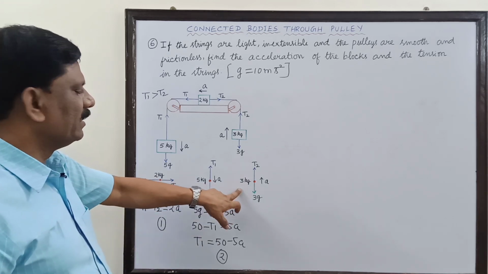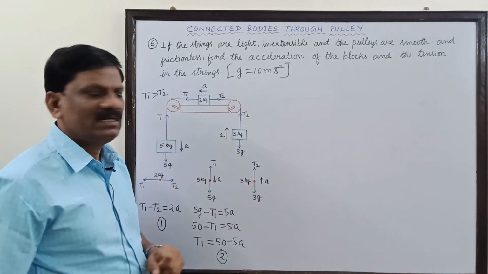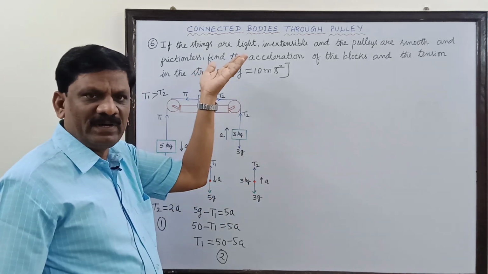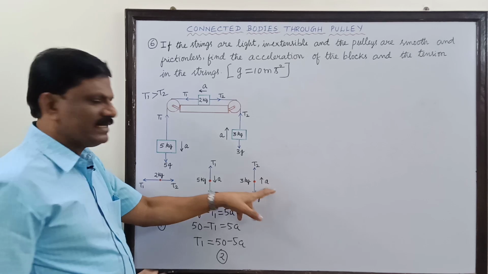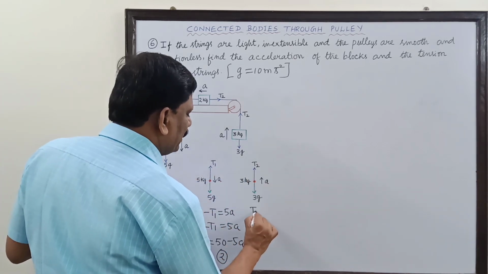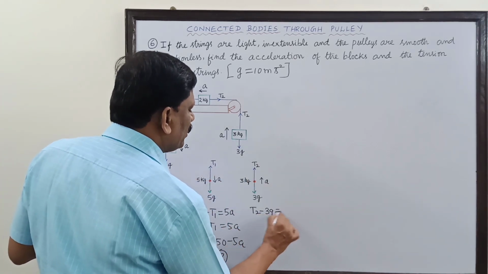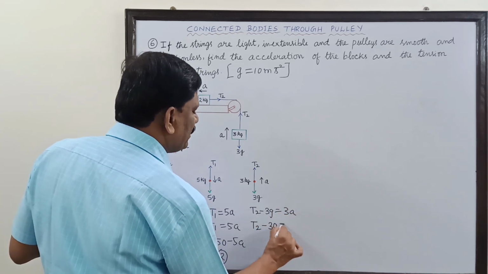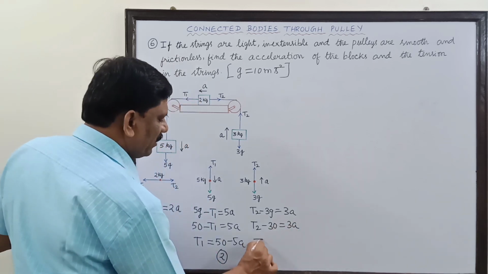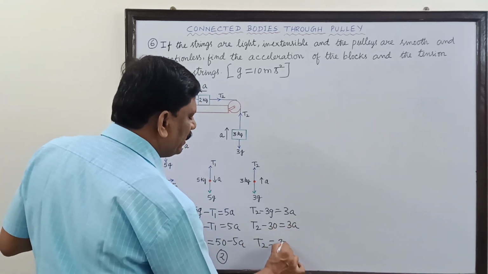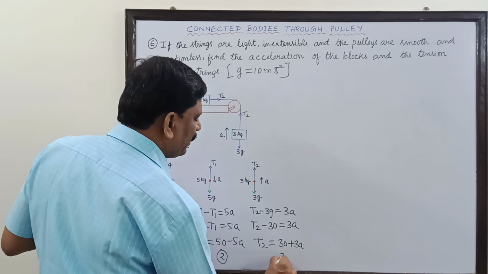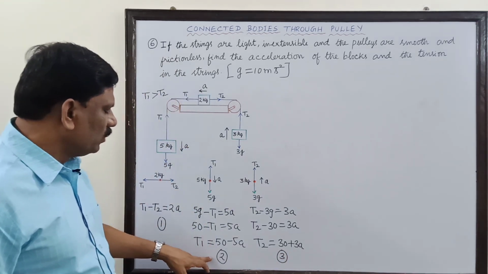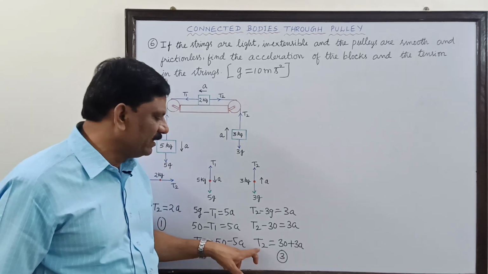Like that, now you draw the free body diagram for the 3 kg mass. Its weight 3G is acting in the downward direction, but the tension T2 is acting in the upward direction. Acceleration also is upward. Therefore, T2 minus 3G must be equal to 3 times A. So, T2 minus 3 into 10, that is 30, is equal to 3A. Therefore, T2 is equal to 30 plus 3A, and this is equation 3. So, equation 2 is for tension T1 and 3 is for tension T2.